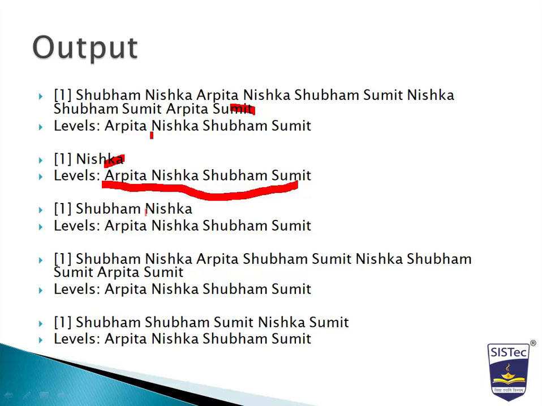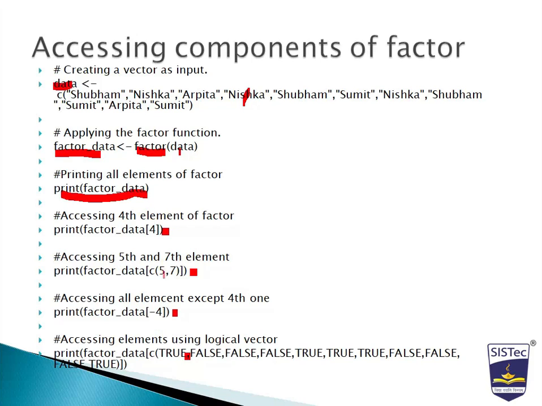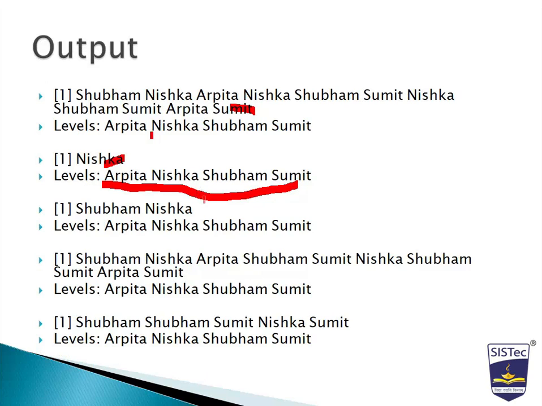Similarly, we display the fifth and 7th. So here we found the fifth and 7th. The labels are the same. Respectively, we excluded the fourth value and still we have an answer. So this way we find the output from the factors.